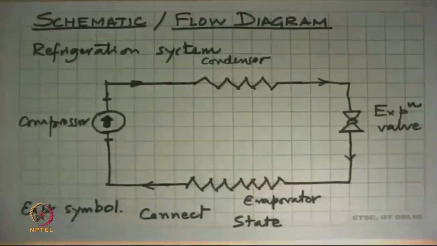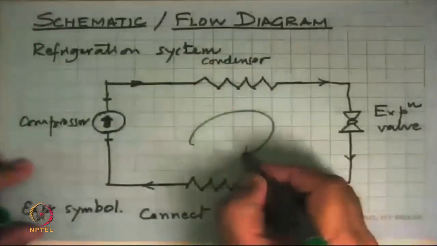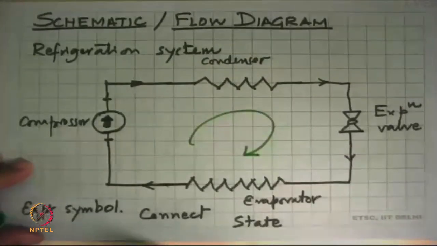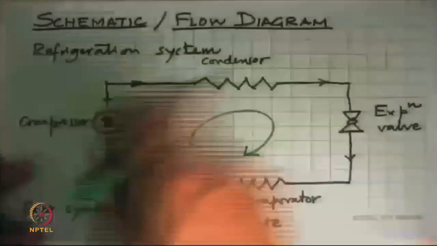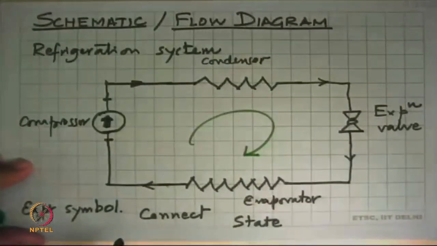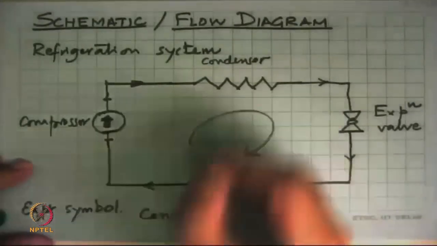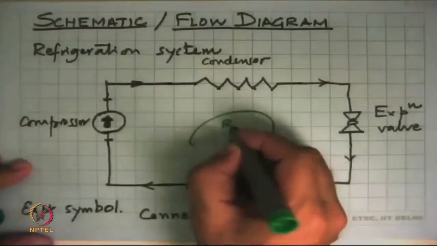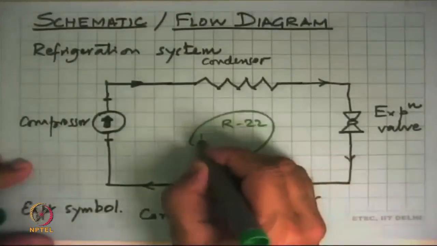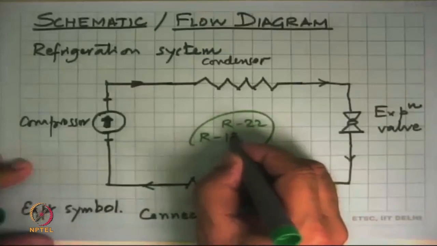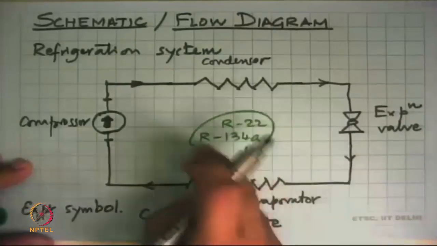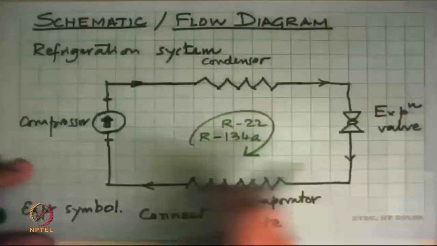And we can say that the flow in this is like that. So we can even put an arrow like that and say that the material flows like this. And inside this we can also add what the material is. So you can put there, say, R22 or 134a, and it tells you what working substance is flowing through this.